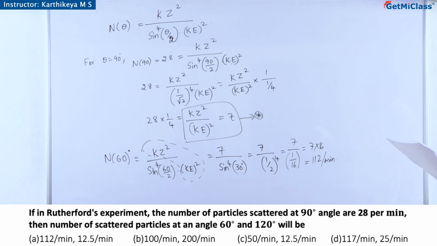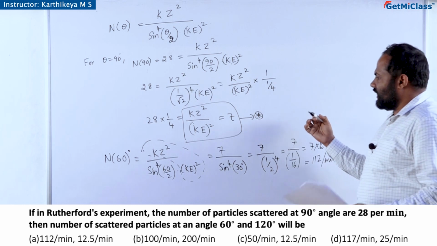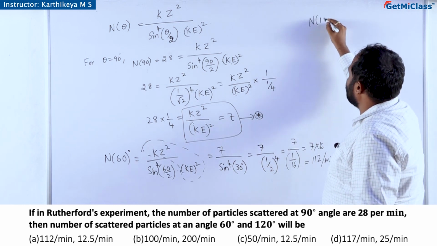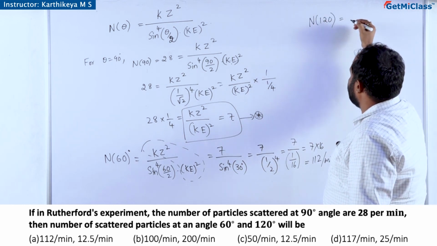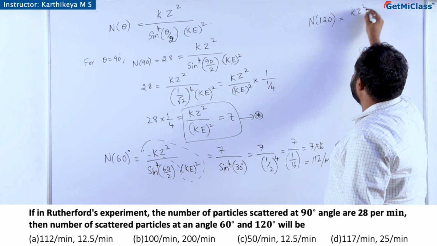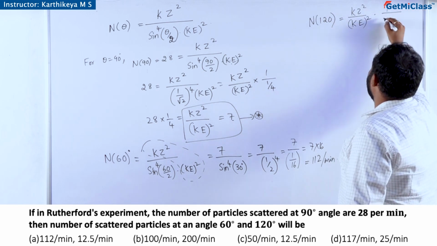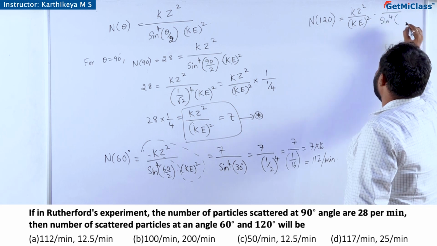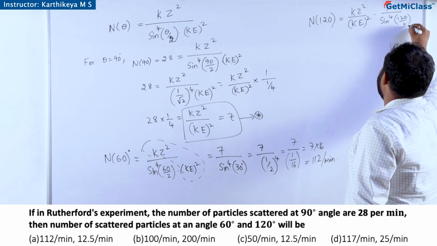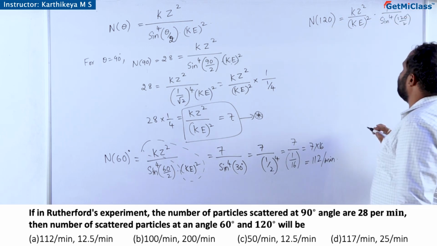So among the options, 112 appears only in option A. So right away you can write this as option A. However, we can also try for 120. The formula looks similar, kZ square by kinetic energy whole square into 1 by sin 120 by 2 to the power 4.